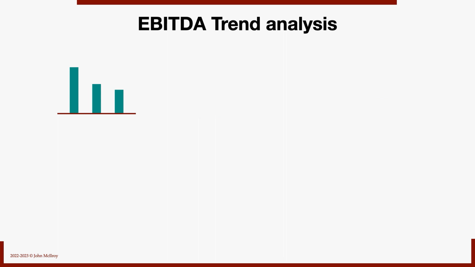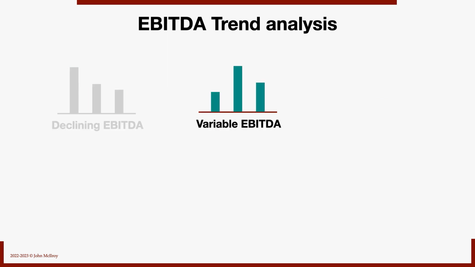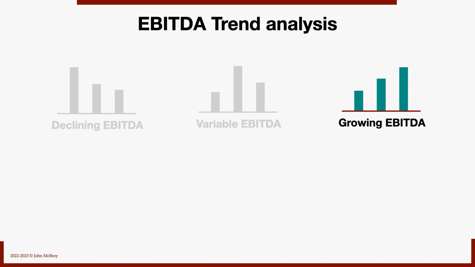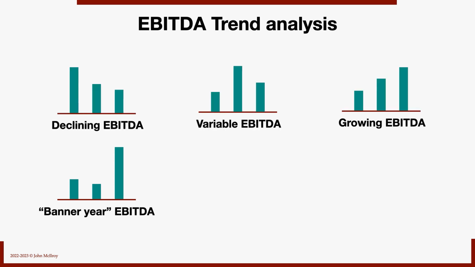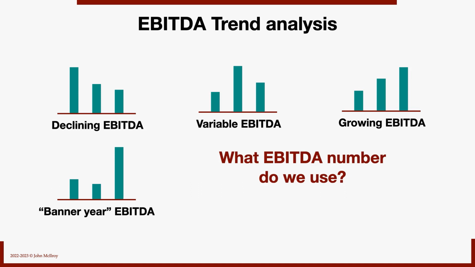We might be looking at a target company with declining EBITDA. Maybe the EBITDA is variable and bouncing around. Could be the EBITDA is growing steadily. Or we could be in a situation where the EBITDA is sort of banner year reported, which is things were bumping along and all of a sudden we have a year that's 2 or 3 times the best year they've ever had. In this situation, what EBITDA number do we want to use to plug into our valuation formula if we want to value the business? Well, I don't think we get the same answer for all of them.